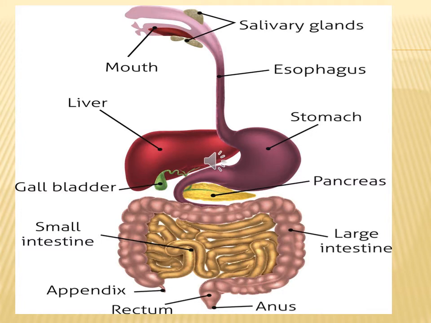Now, you know from the video the main parts of the digestive system. We will start from the mouth, salivary glands, esophagus, stomach, liver, gallbladder, pancreas, large intestine, small intestine, rectum and anus.